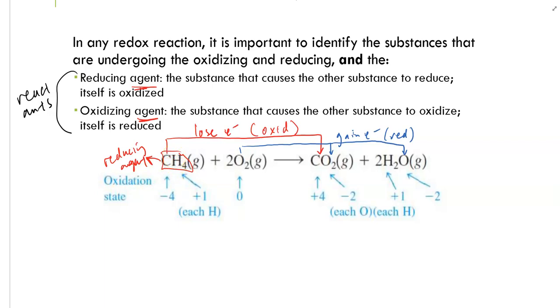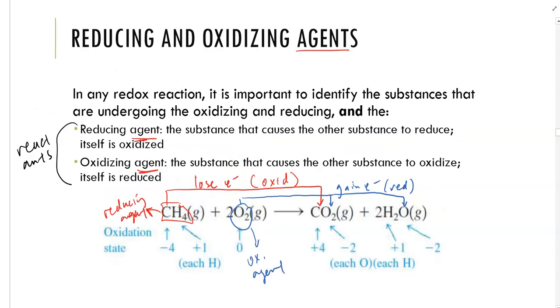On the other hand, you have O2, oxygen. This one is undergoing reduction, so as it undergoes reduction, it causes the other substance to oxidize. So O2 here would be considered our oxidizing agent. It is the one that undergoes reduction, so itself is reduced, and it causes the other substance to undergo oxidation. So we call O2 our oxidizing agent. Somewhat consistent, because you do have oxygen being the oxidizing agent. All right, and that'll do it.